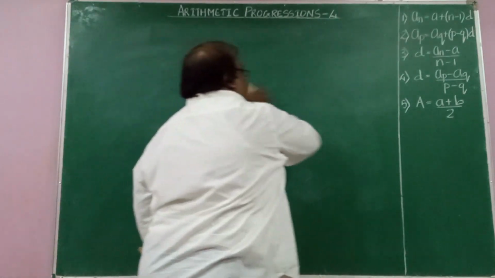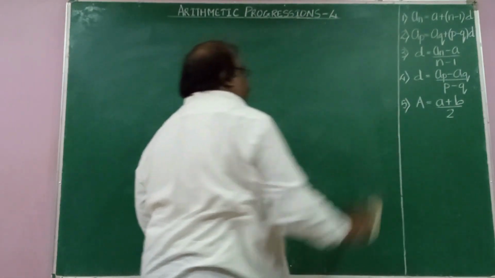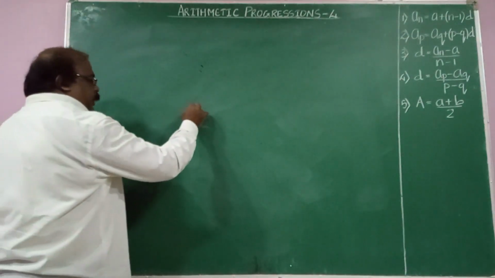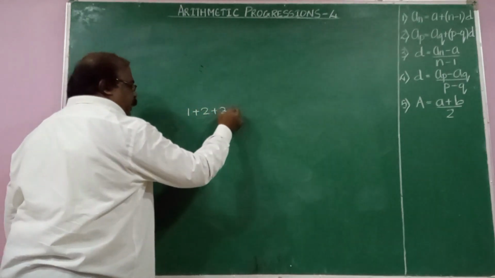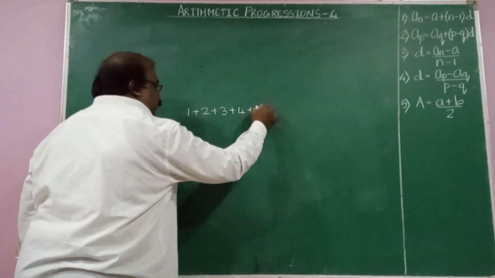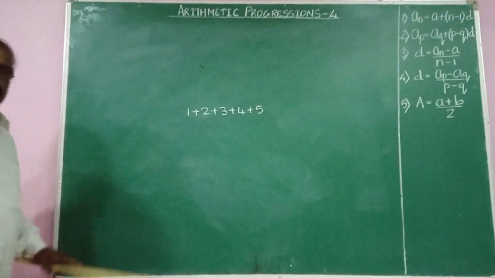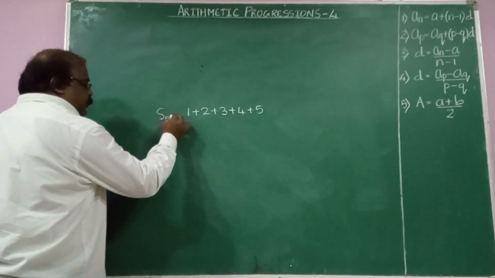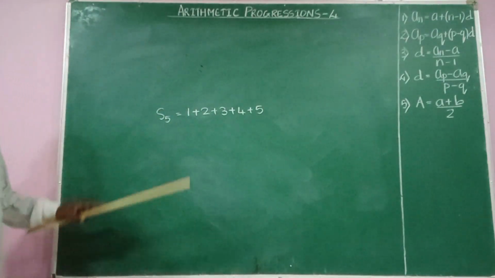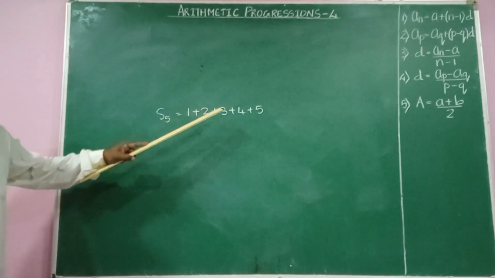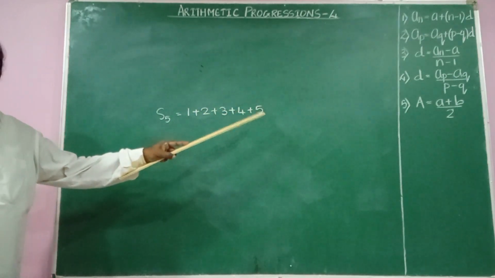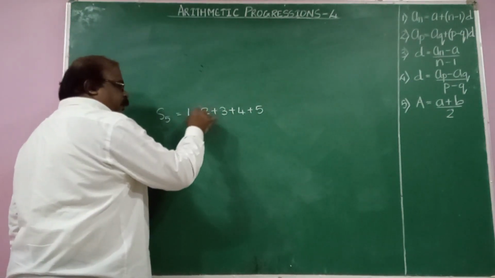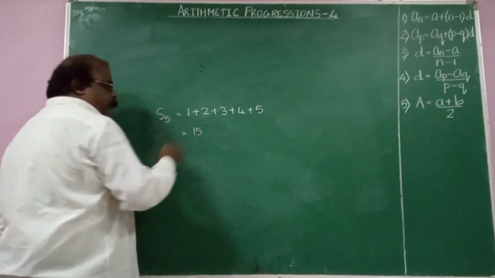Today we will be finding the sum to n terms of an arithmetic progression. If I ask you to find the sum of the first 5 natural numbers, what is the sum? The sum of the first 5 natural numbers is nothing but S5. What is S5 equal to? 1 plus 2 plus 3 plus 4 plus 5. I will get the answer very easily. 5 and 4, 9, 10, 11, 12, 13, 14, 15.